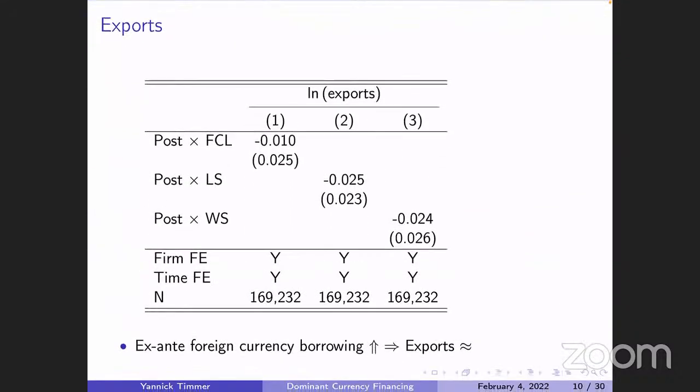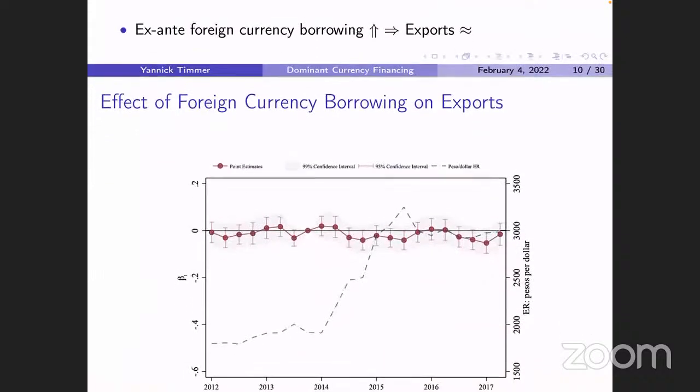So let me start with the findings on exports. As I already revealed before, we do not find very strong evidence in favor of an export reduction or a change in the exports depending on the amount of foreign currency borrowing of the firms. Indeed, we find that when we interact the post-dummy with the foreign currency leverage, the liquidity shock, LS, or the wealth shock, WS, the coefficient is negative, but it's very small, and it's also statistically insignificant.